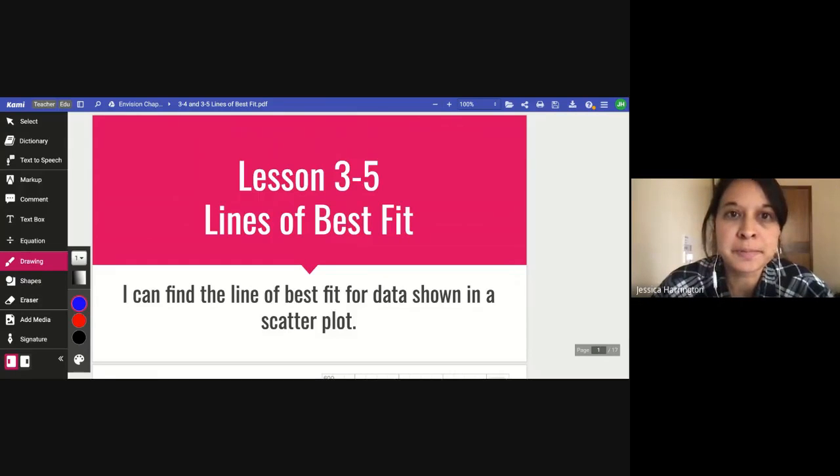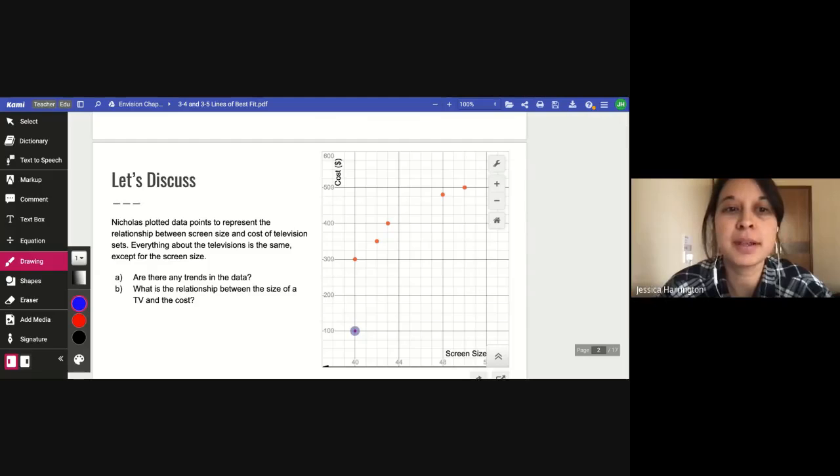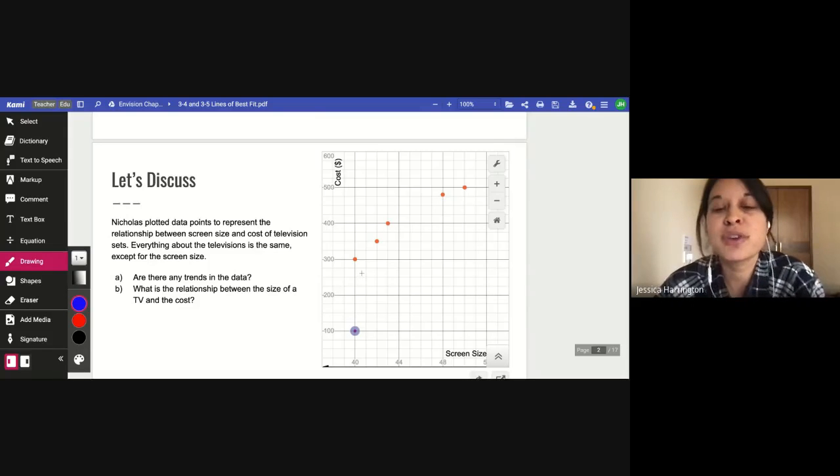So here we are. Sorry, I lost my tab. Okay, here we go. So, for example, here is a data plot, right? It says Nicholas plotted data points to represent the relationship between screen size and cost of TV. So down here on the x-axis, there are different sizes of the TV, right? 40 inches, 44 inches. And then these red dots represent the cost. So a 40-inch TV is $300 versus a 48-inch TV is $475, right? So are there any trends?